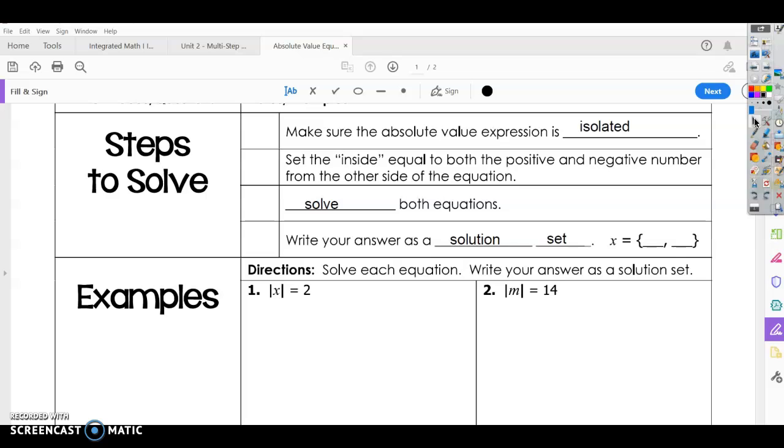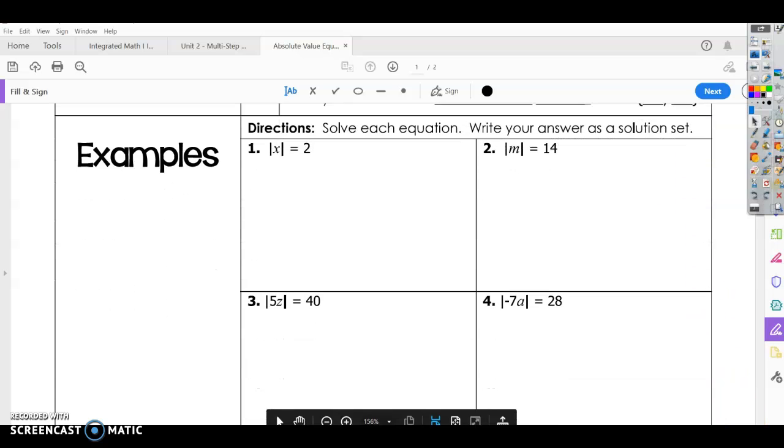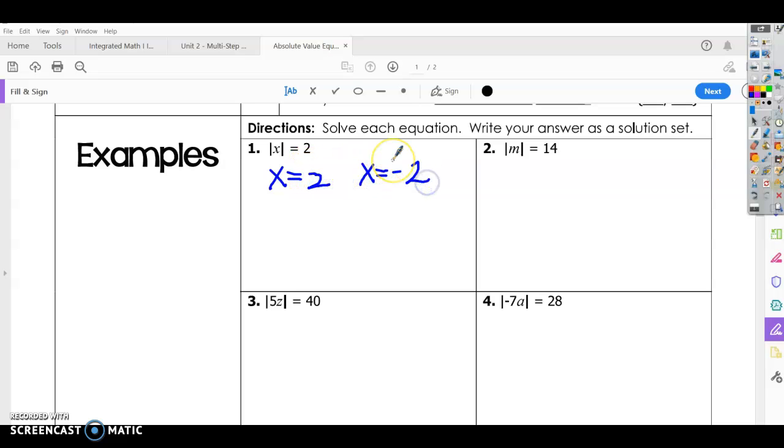So I'm going to move this up just a little. And we're going to look at example 1. So example 1 says the absolute value of x is 2. So I need to look and say the absolute value is isolated. So I'm going to set x equal to 2 and x equal to -2. All right, so this one didn't have anything to solve.